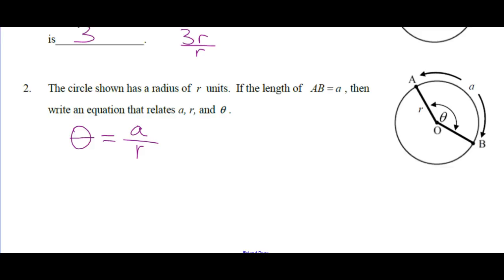So isn't it AR over r? No, it's just A over r. The arc length is A. Like in the other one, the arc length was 3r. We said there are 3 radii. This is just, here's an arc length of A. What's the angle? A divided by r.